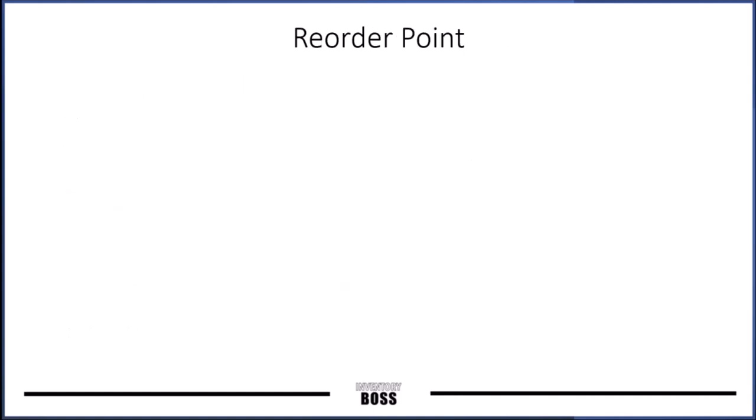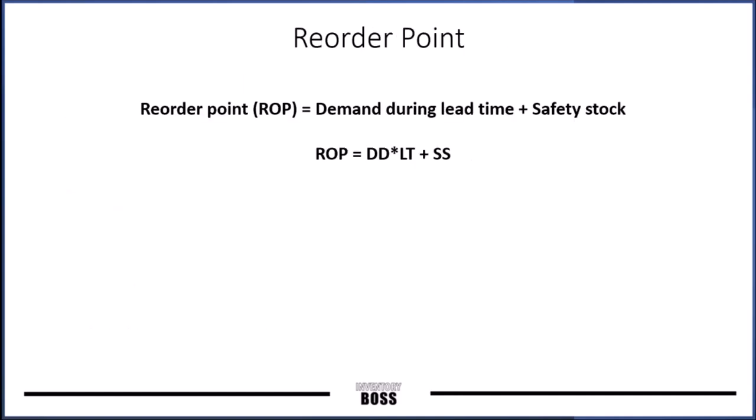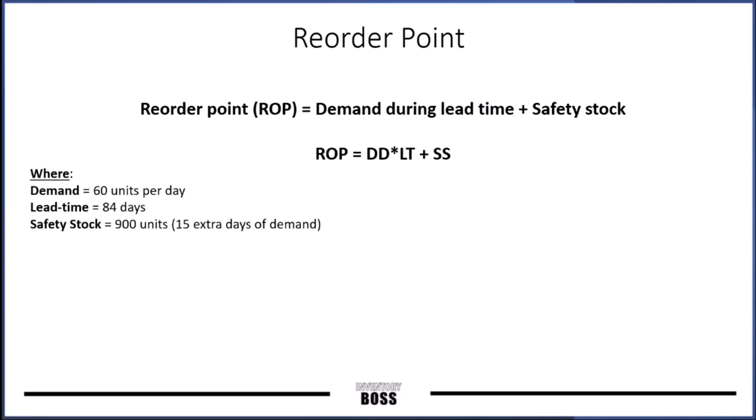So how do we put all this together? Well, the reorder point is a simple formula, like I said, which is the demand during lead time plus the safety stock. So we have our daily demand times our lead time plus safety stock. So in this example, let's say we have 60 units per day that we sell. Our lead time is 84 days. And we want 15 days of safety stock, 15 extra days in case something happens during our shipping time. And 60 units per day times 15 days is 900 units.